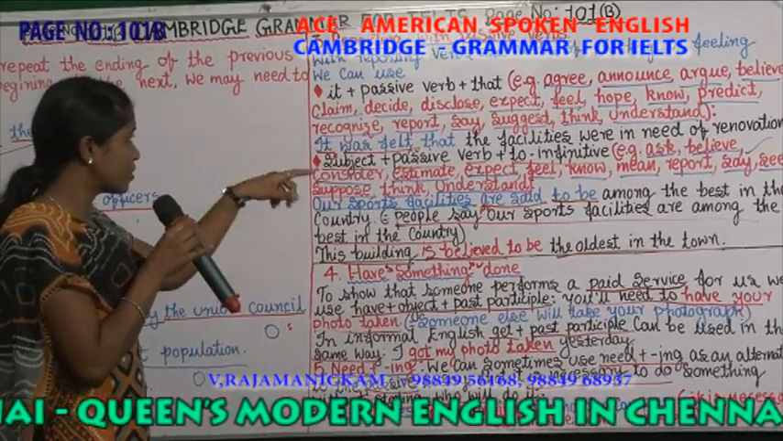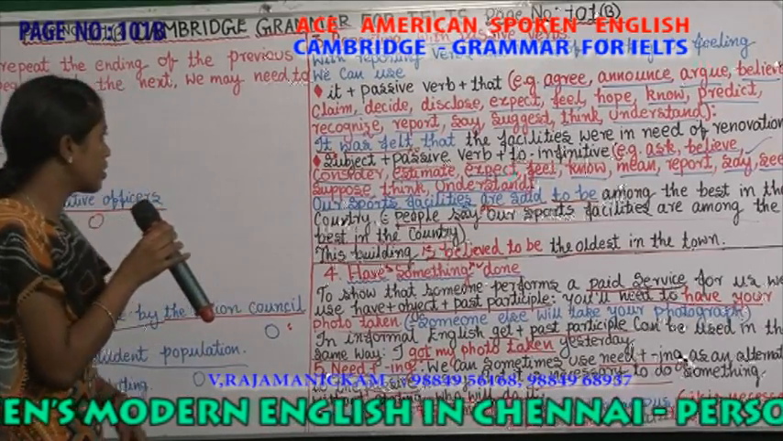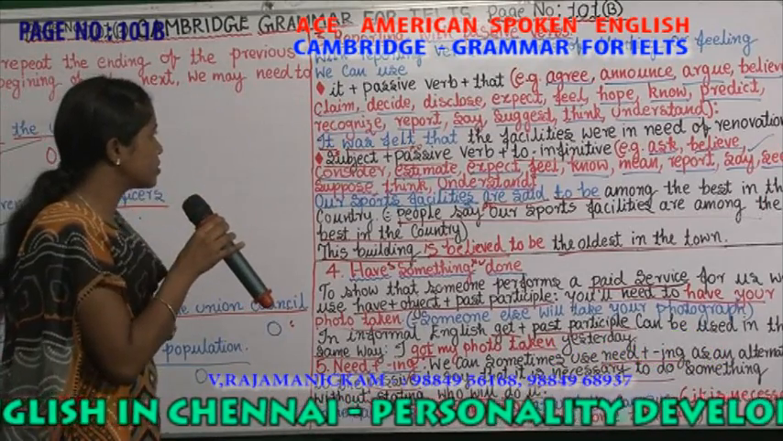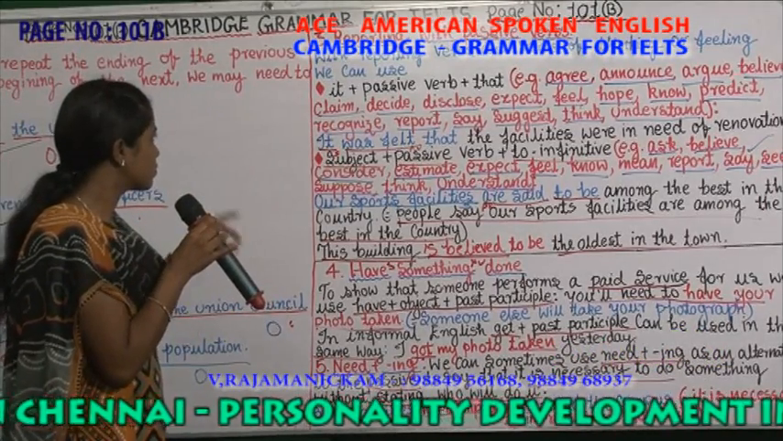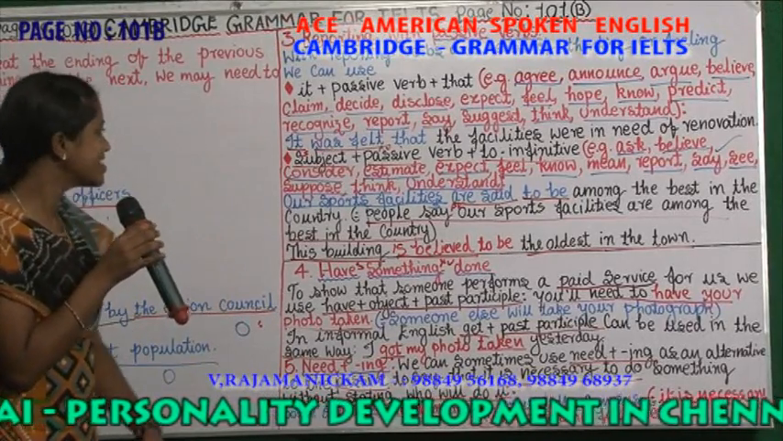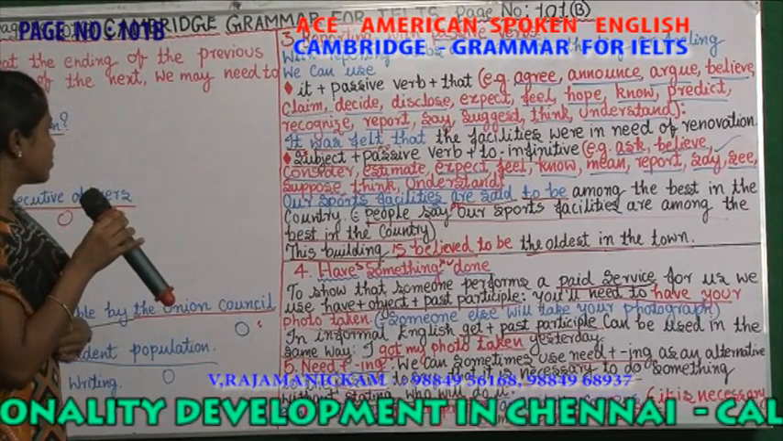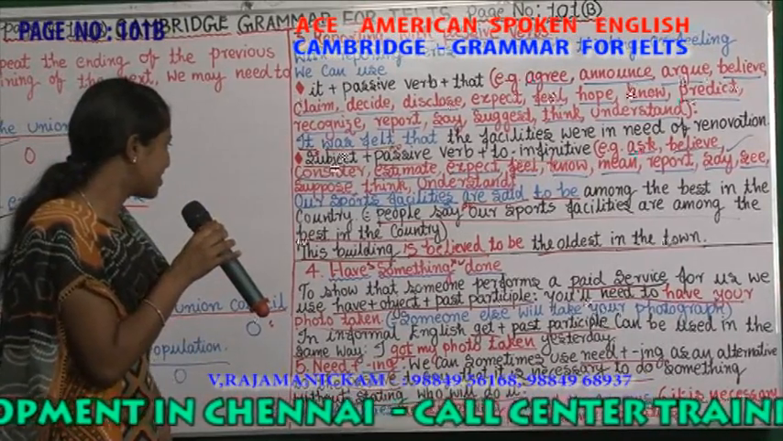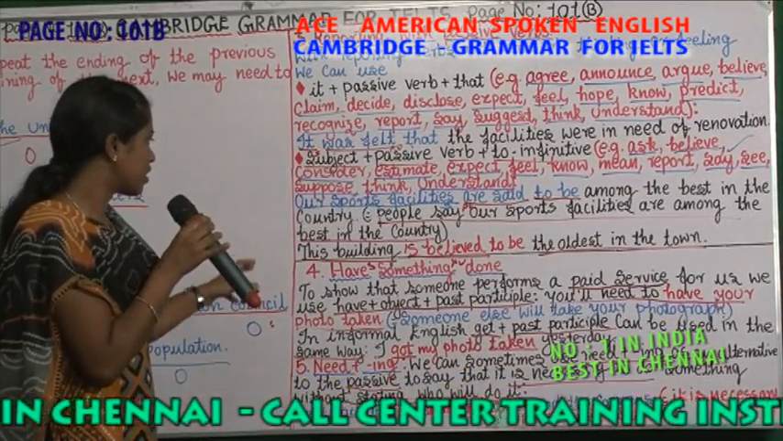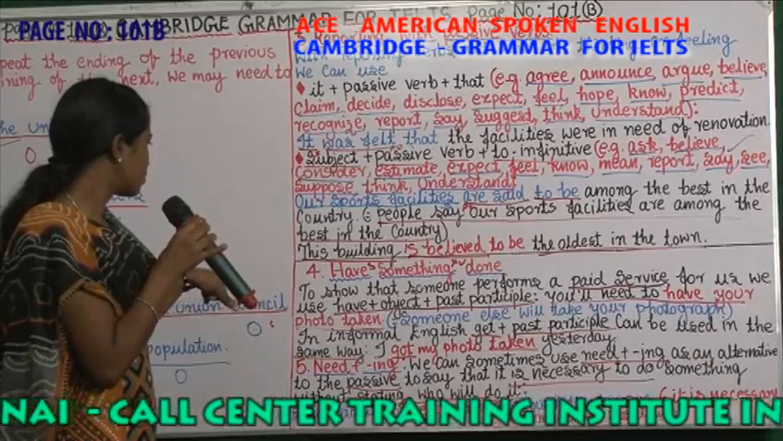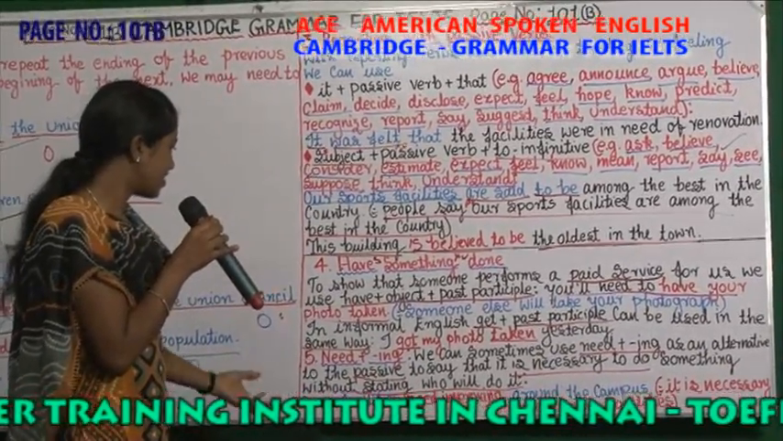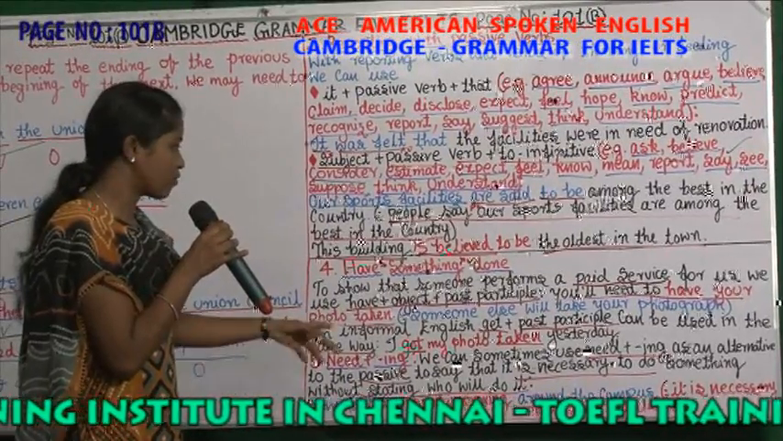Some of the passive verbs are agree, announce. Using these passive verbs, we should form a sentence. Have something done. Using the ing verb, and the last one, using the ing verb, we should also form sentences.